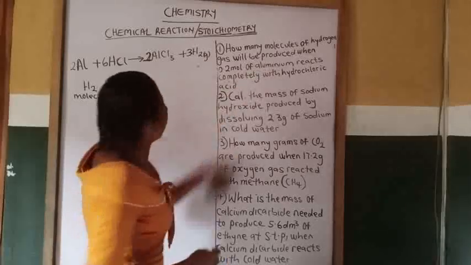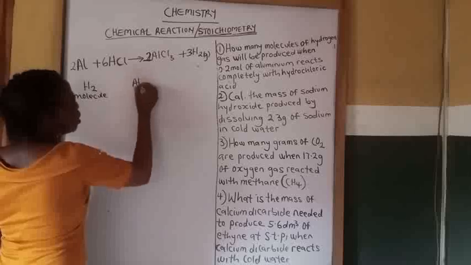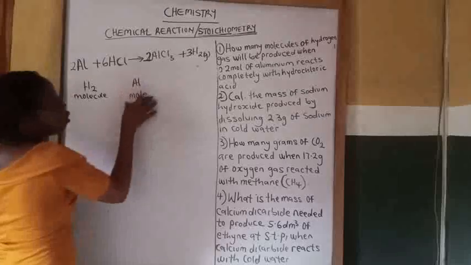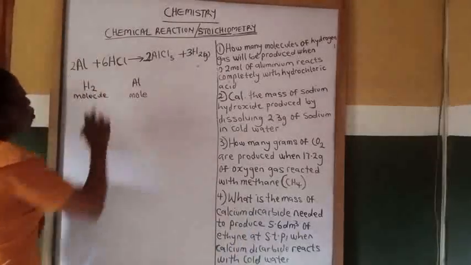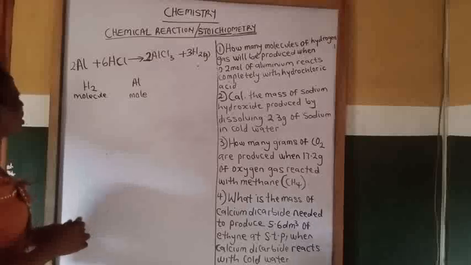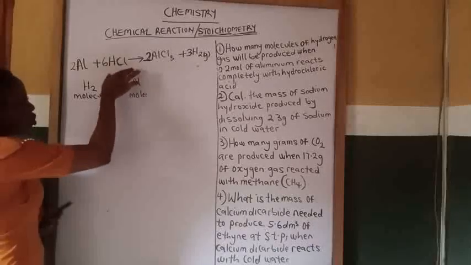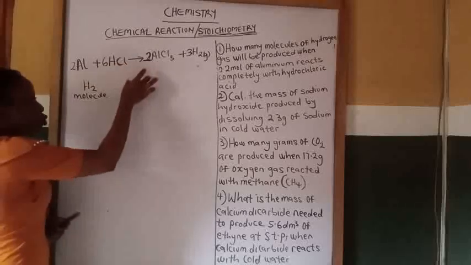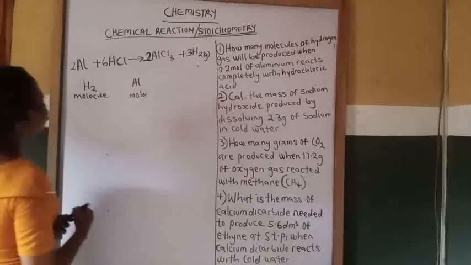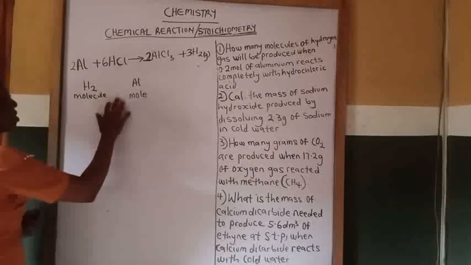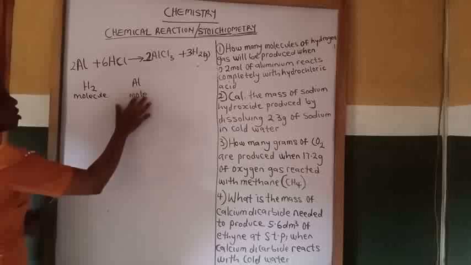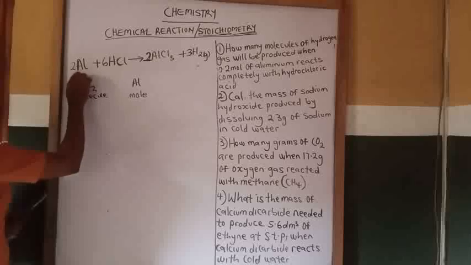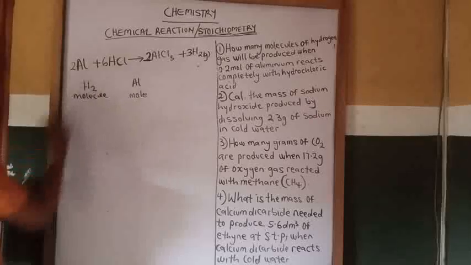We also need aluminium, and aluminium is given as the number of moles. So we need the number of moles for aluminium, while we need molecules for hydrogen gas. So the two substances required from this chemical reaction are hydrogen gas and aluminium. We are going to write out the number of moles of the substances required for the calculation. From the equation, we have 2 moles of aluminium.